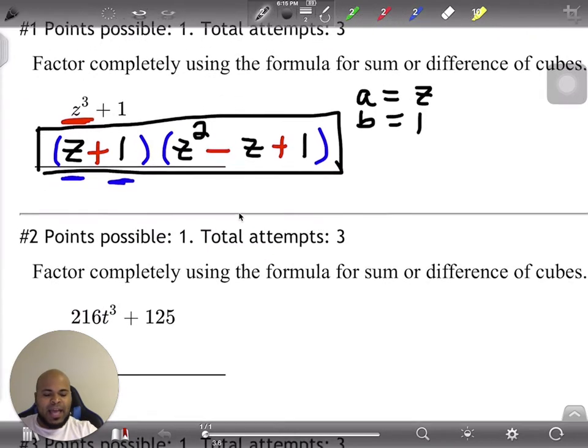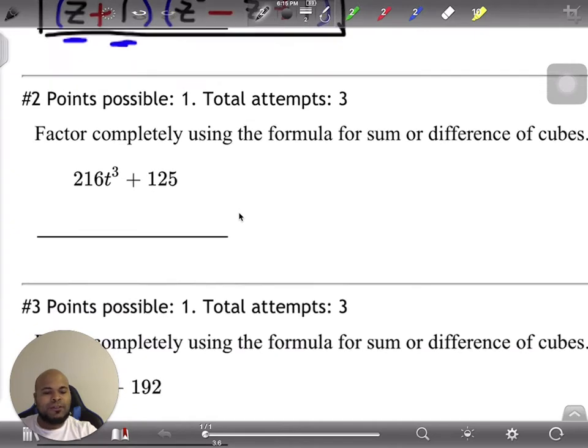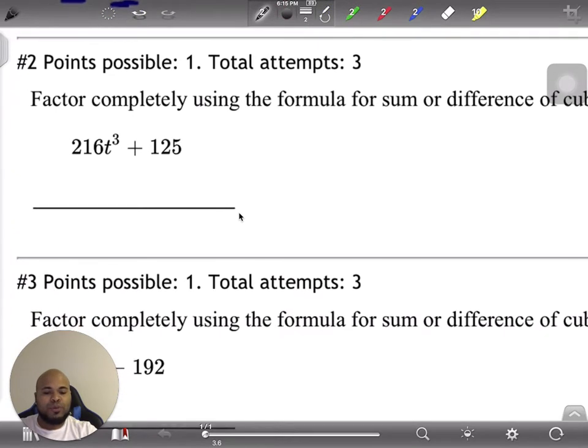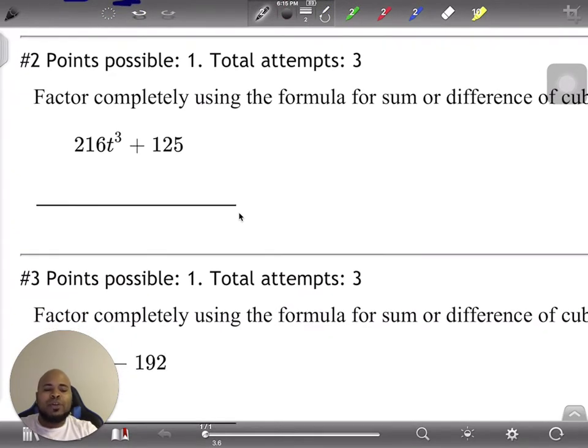Let's continue. What happens if you have big numbers? Sometimes you will see big numbers, okay? But it's not that bad. What you have to remember is the perfect cubes. So it's 216. Does that number have a cube root? And the answer is yes. The cube root of 216 is 6 because 6 times 6 times 6 equals 216. When I look at the variable, which is t cubed, does that have a cube root?